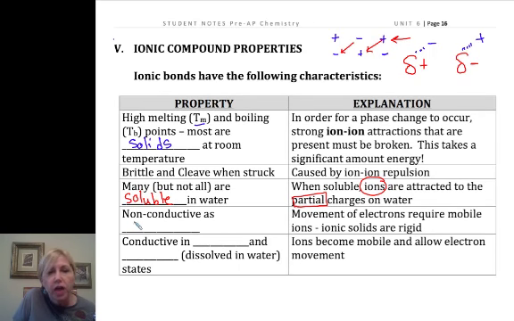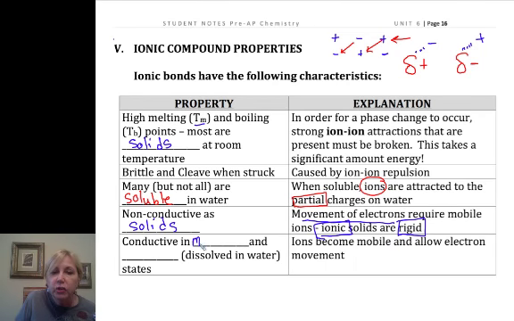Ionic compounds are not conductive as solids. In order for a substance to conduct, we need some sort of pathway for electron movement. Mobile ions are one such pathway, not the only such pathway, but one such pathway. But the problem is that as solids, there are no mobile ions. They're not mobile, they are rigid. And so they do not conduct as solids.